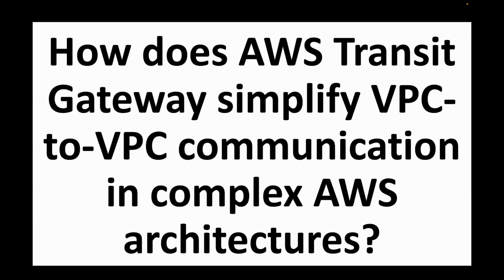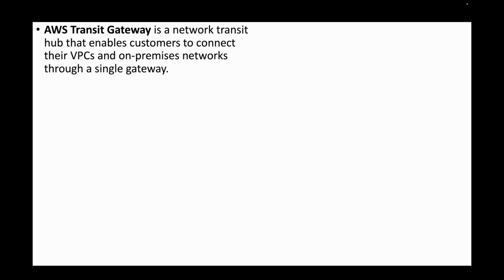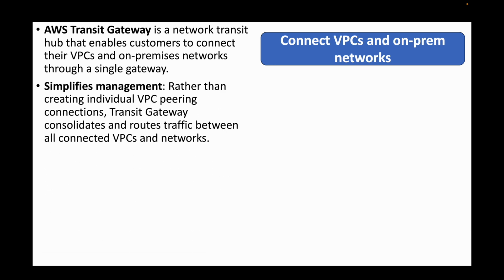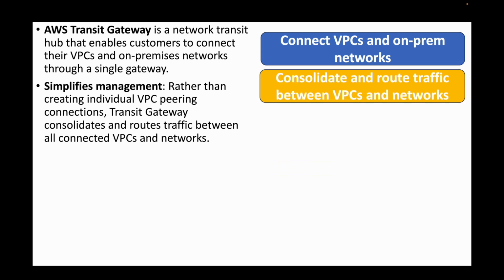The next question we have is, how does AWS Transit Gateway simplify VPC to VPC communication in complex AWS architectures? So Transit Gateway can be used when you want to set up network connectivity between multiple VPCs and also your on-premises networks, and all of this to be done through a single gateway. So this helps you to simplify the management of VPC peering. So consolidate and route traffic between VPCs and networks. So VPC peering can be complex. So that's where we can make use of your Transit Gateway.